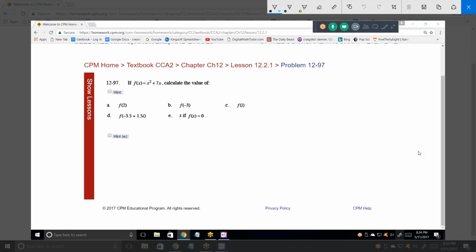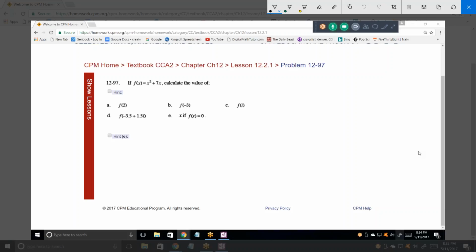What's f of 2? 18. What's f of minus 3? Negative 12. What's f of i? Negative 1 plus 7i. In other words, whatever's in the parentheses, you plug in for x. That's the way it goes. Doesn't matter what's in the parentheses. You just plug it in wherever you see x.